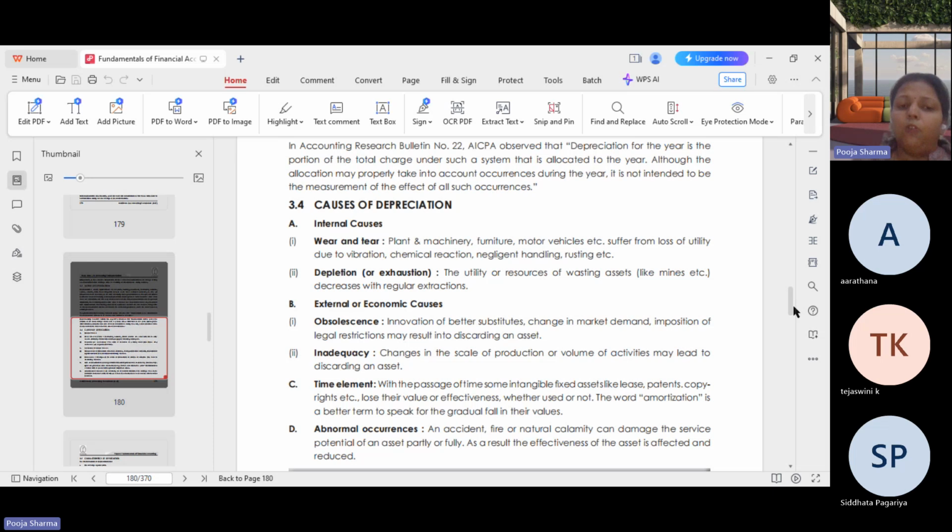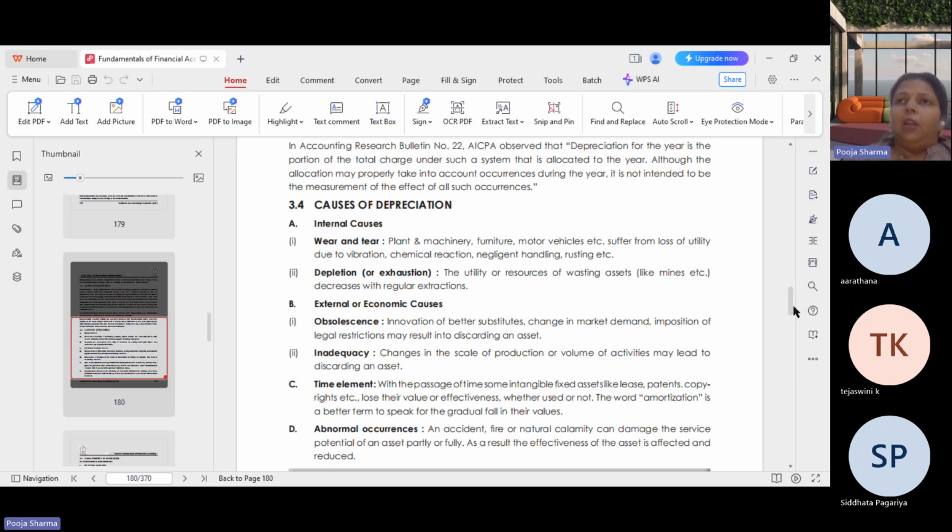So if the machine is not able to do so, we have to replace the machinery. That is called inadequacy. Our machine is not applicable for such production, so we have to replace it. Now the time element: as time passes, the technology becomes obsolescent. It has no use. New advanced technology is developed, so we have no other option. We have to replace the assets.